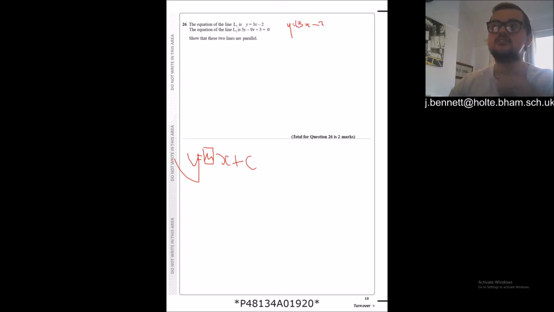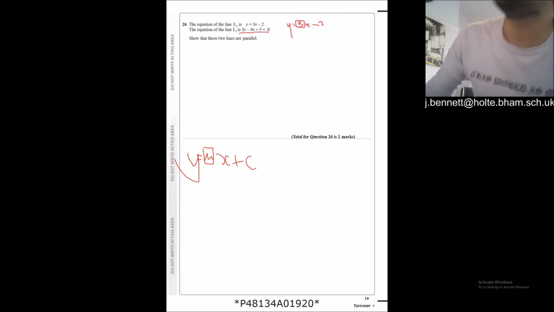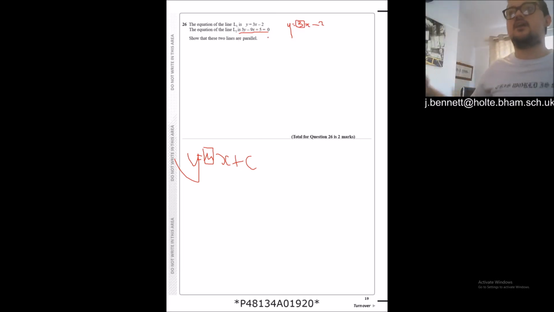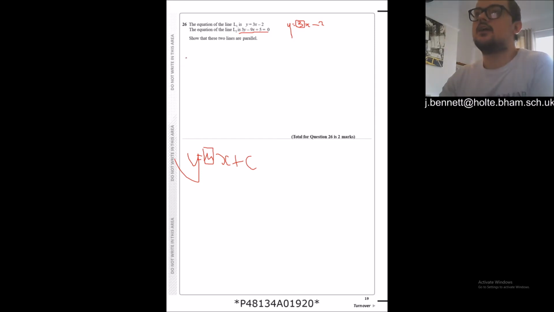The thing we're interested in is 3. When we rearrange this here, we want to be able to get y equals 3x plus or minus something or other. I don't know. Let's find out. So let's have a look at 3y minus 9x plus 5 equals 0. Let's bring the x business onto the other side. 3y equals, we add 9x to both sides, 9x, we subtract 5 from both sides, minus 5.